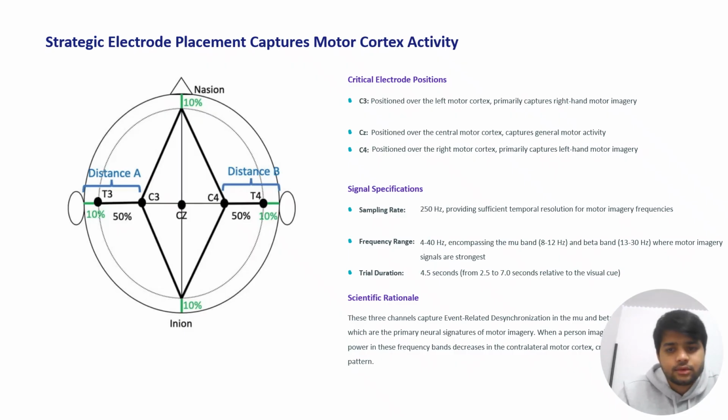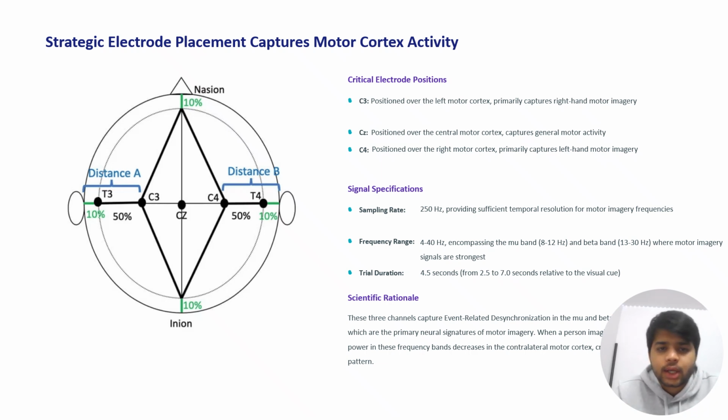So let's look at the placements of the electrodes we use. In the image we can see that C3, CZ, and C4 are the locations where we have put the electrodes to detect the brain activities. The C3 electrode gets the signals whenever the subject is thinking about moving their right hand, and the C4 is helpful to detect whether the subject is thinking about moving their left hand.